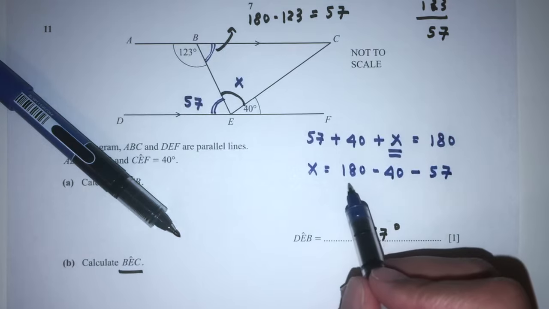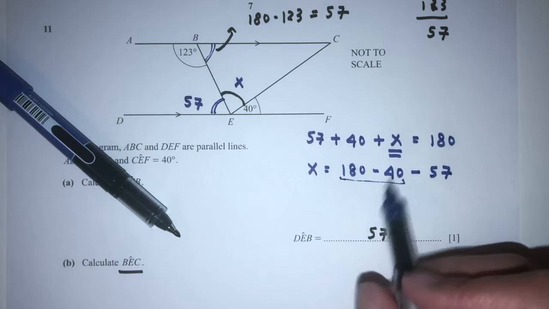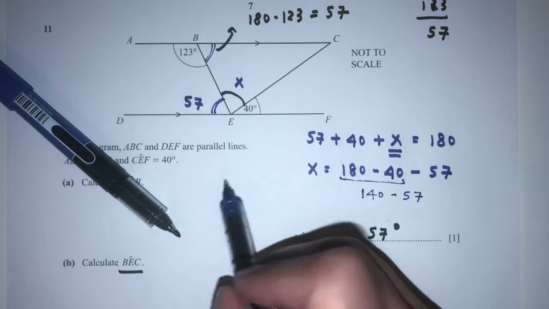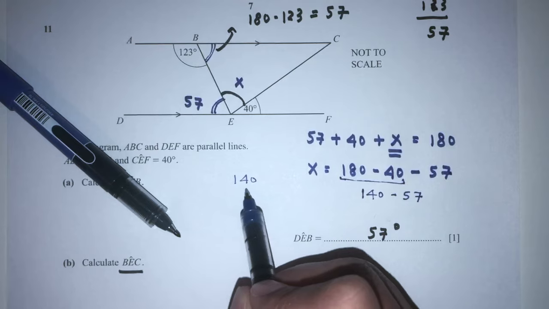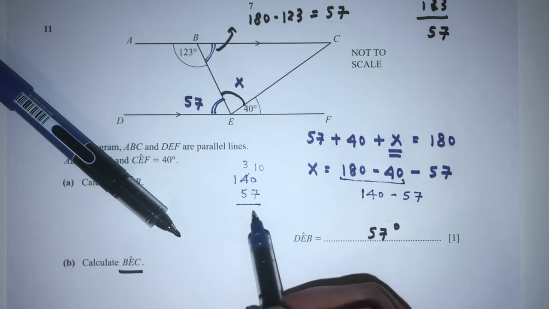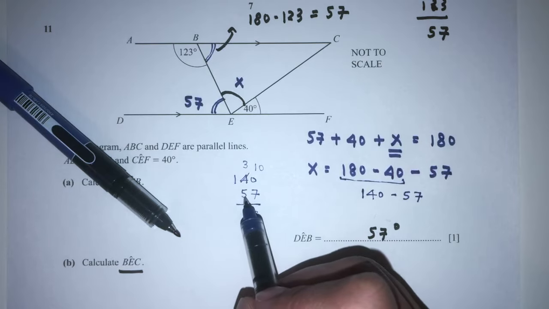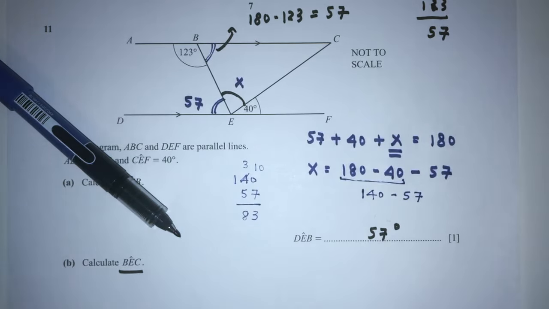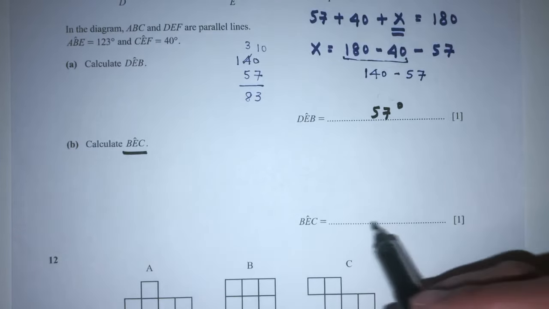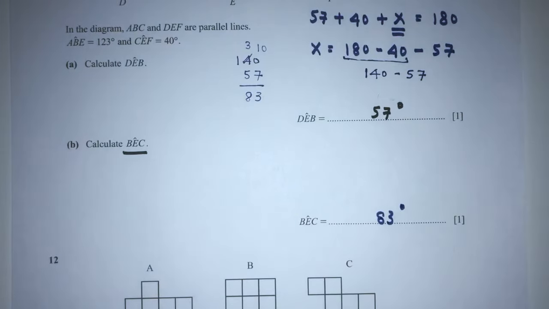So 180 minus 40 will be 140, minus 57. Let's do that one by one just to make sure we don't make any mistakes. That will be 3. 10, that will be 3. And 10 minus 5 is 5, plus 2, that will be 8. So your answer will be 83 for angle BEC. Okay, so that will be question number 11.